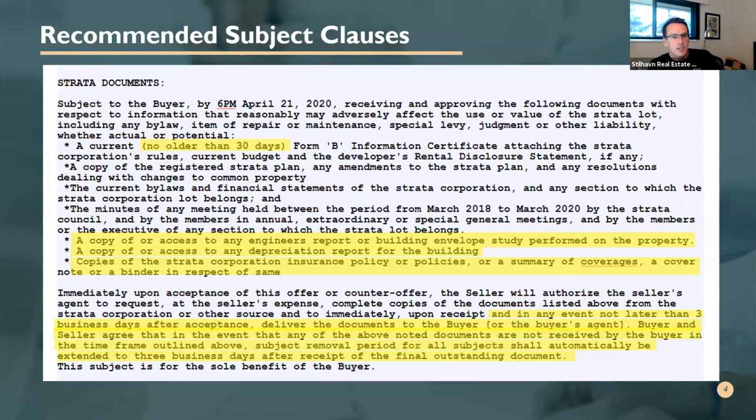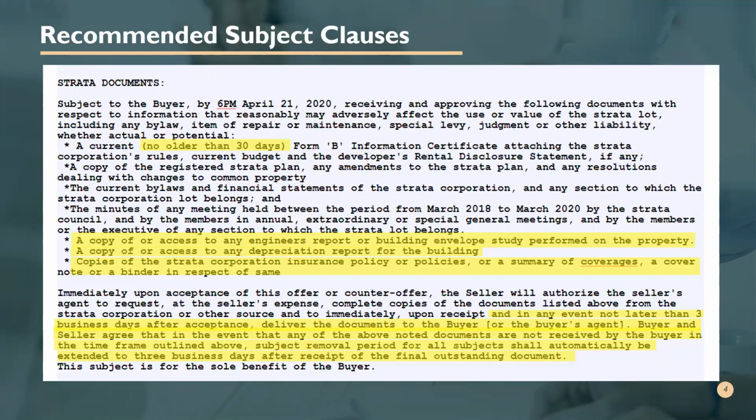So a copy of or access to any engineer's report or building envelope study performed on the property. I wouldn't mind hearing from some of you guys that sell a lot of condos. Again, when I was selling condos, leaky condos was kind of a big issue at the time, and it remained a big issue for most of the time that I was selling full time. Nowadays, I'm thinking that a lot of those buildings, if not all of them, most of them have been remediated, and new buildings don't really require it. Are you seeing a lot of new engineering reports out there on buildings, or is it still you're looking at ones from 2005 or something? If anyone wants to comment, I'm just curious.